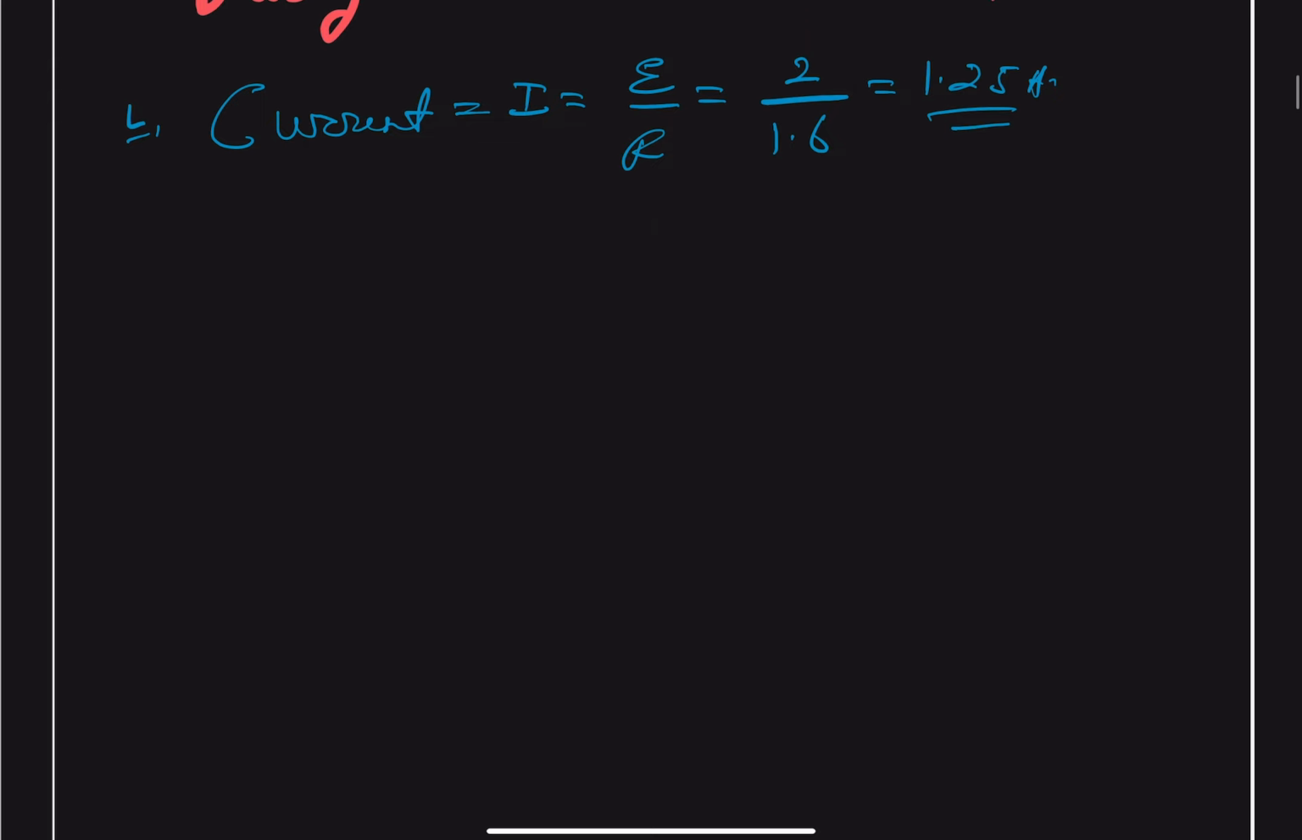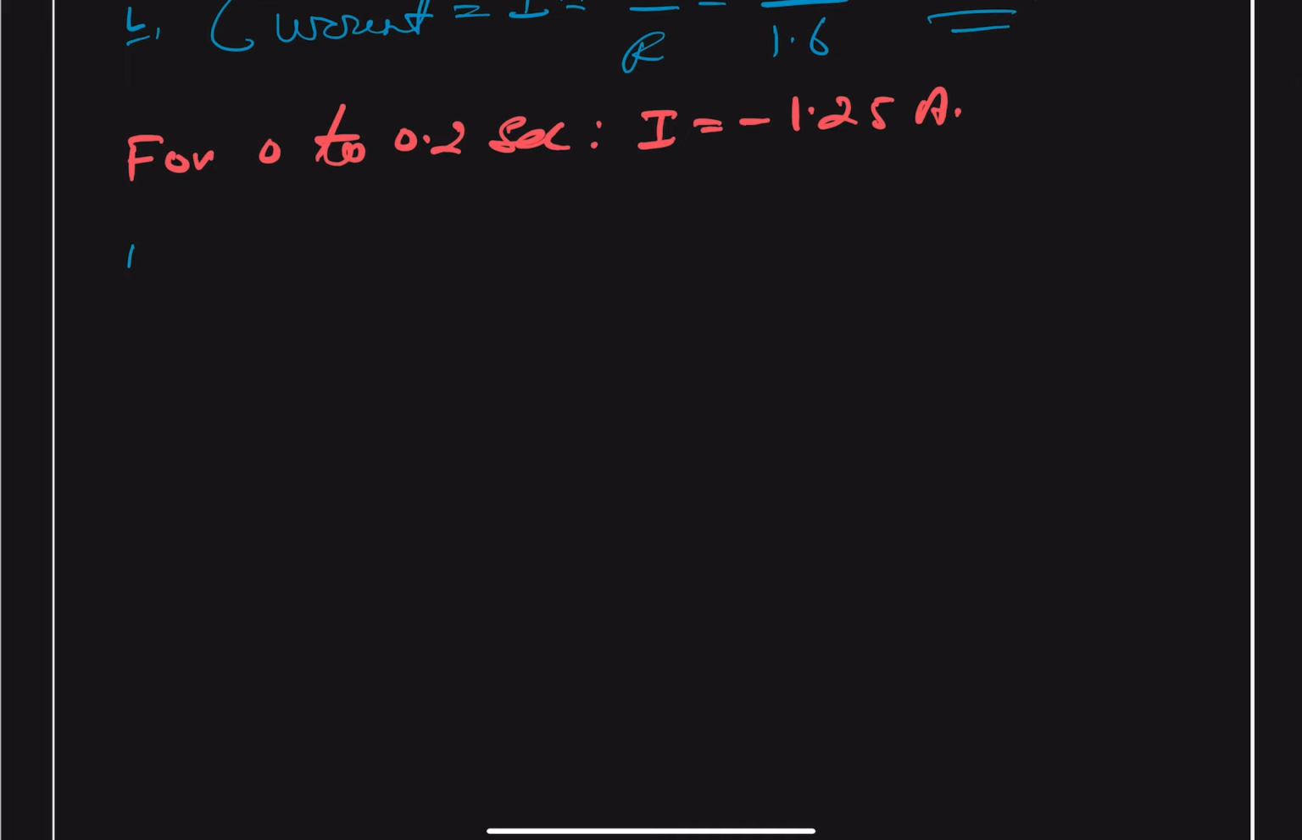We can say for 0 to 0.2 seconds, we have a current of minus 1.25 amperes, and for 0.2 to 0.4 seconds, we have a current of plus 1.25 amperes, and this process repeats after every 0.4 seconds.